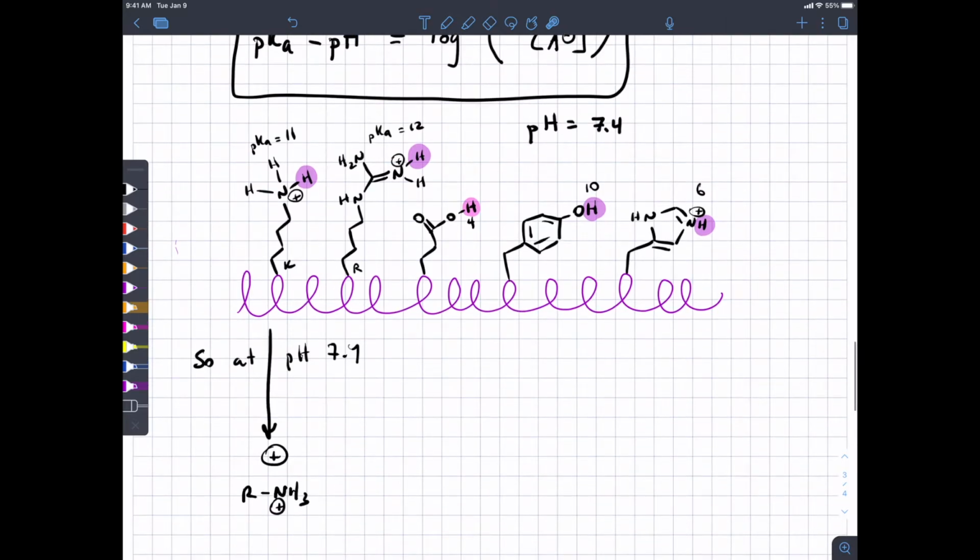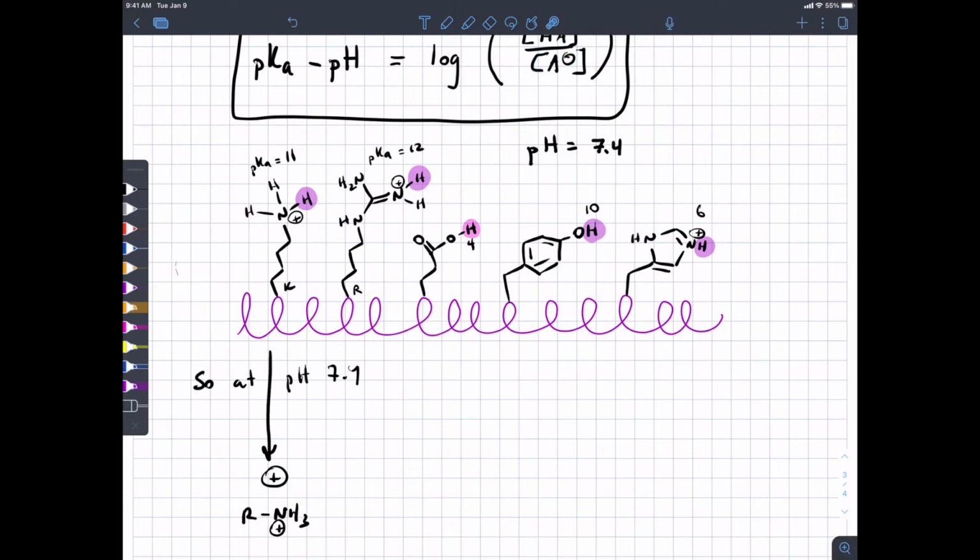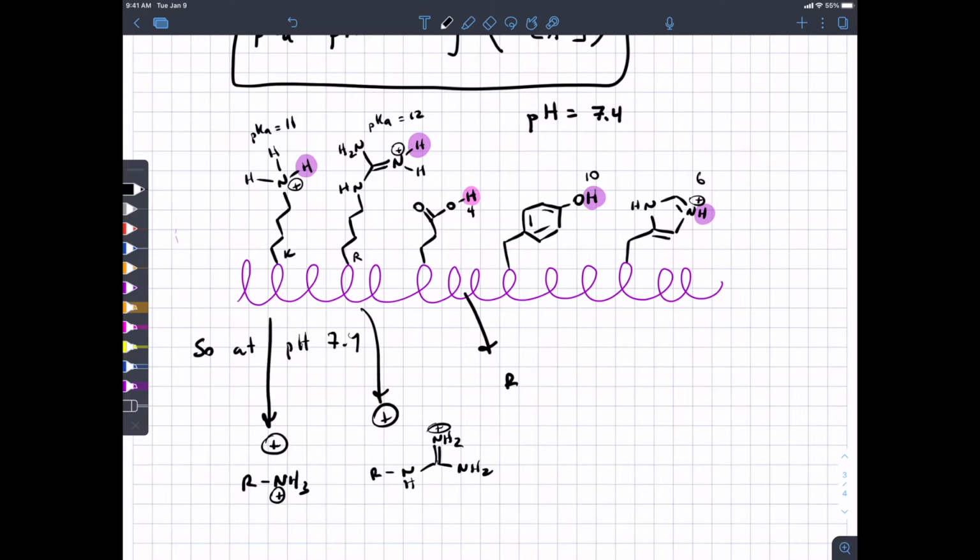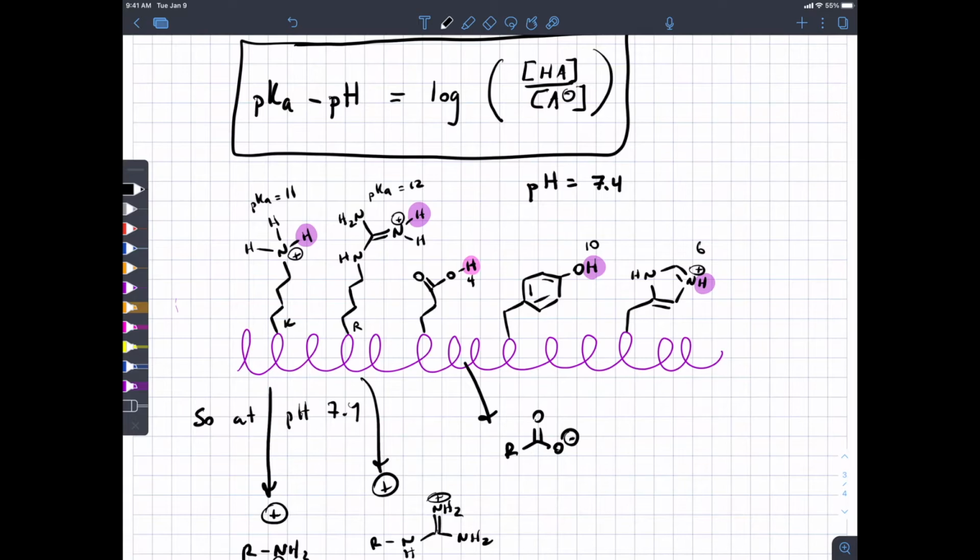Similarly, with this arginine side chain, pKa 12 minus 7 is also a positive number, which means the positively charged form dominates at physiological pH, and that group will also be positively charged. How about the carboxylic acid? 4 minus 7 is negative. That's all you need to know. So the conjugate base form dominates, and it'll be negatively charged. 10 minus 7 is positive, so that one's going to be neutral. It's going to exist in its protonated form.